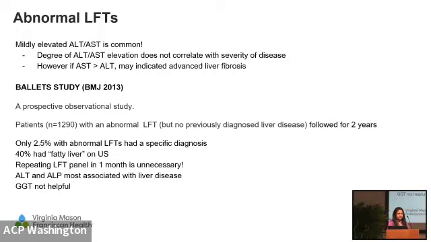And like I said, repeating an LFT after 1 month was really not necessary. And quite obvious, as we all know, the ALT and the alkaline phosphatase were what was associated with liver disease. So AST was not very helpful, and the GGT is also not very helpful. In fact, I don't even check GGT unless I'm trying to figure out, is it liver versus bone?